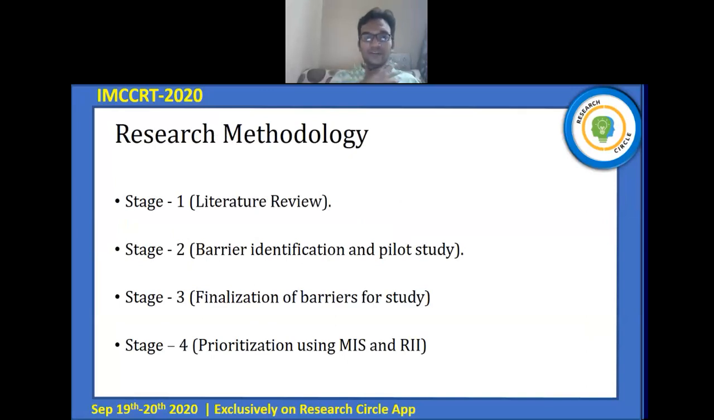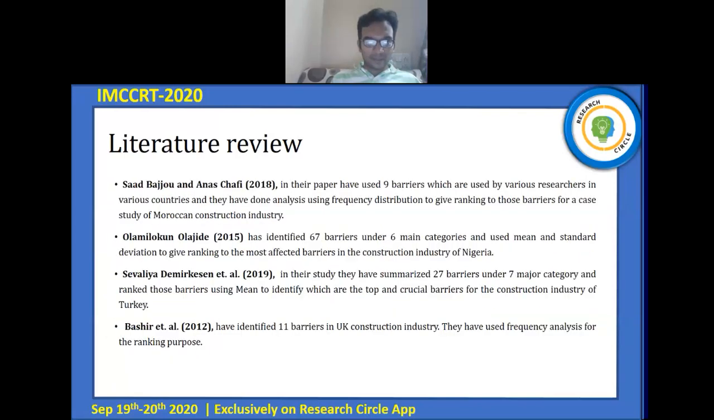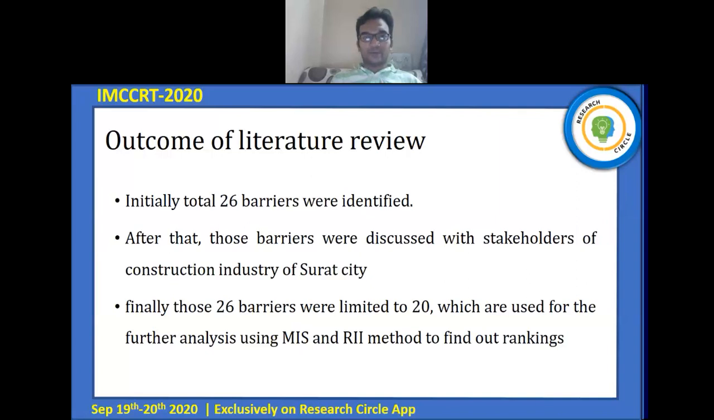The methodology is divided into a total of four stages. Stage one is literature review; stage two is barrier identification; stage three is finalization of barriers for study; and stage four is prioritization using MIS and RII methods. Literature review. There are many available literatures on the lean concept and lean barriers, and out of those, these are the main literatures which I have taken, from where I have identified the work. This is the outcome of the literature review.